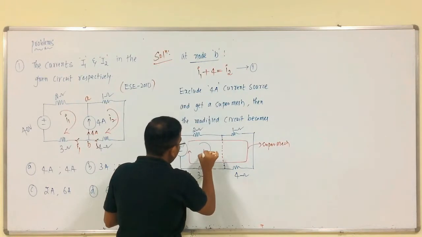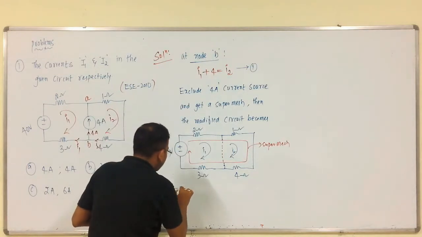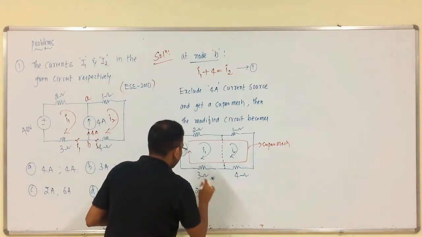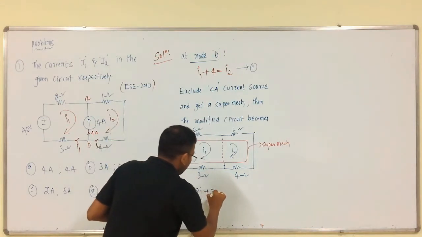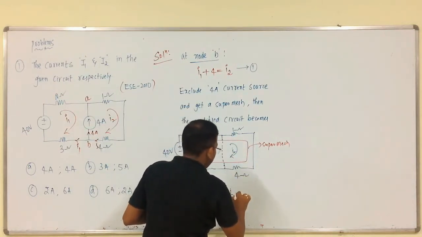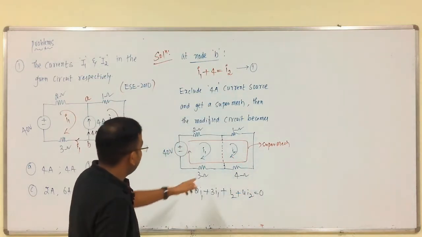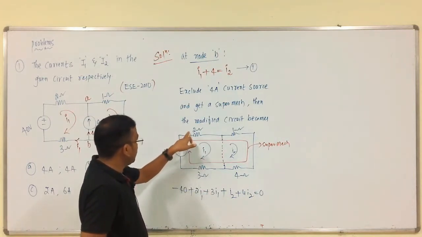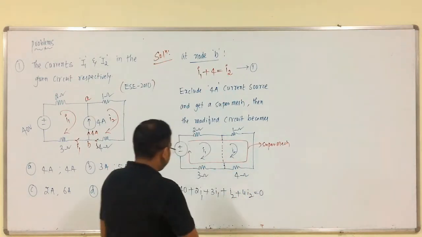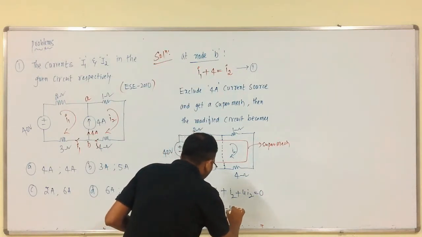So, between these two we have I1, I2, then apply KVL. Starting from this, minus 40 plus 2 into I1, sorry, here we have 3 into I1 plus 1 into I2, that is I2, plus 4 into I2. Clear? Simple. 3 into I1 minus 40 plus 2 into I1 plus 1 into I2 plus 4 into I2 is equal to 0. From this, 5 I1 plus 5 I2 is equal to 40.